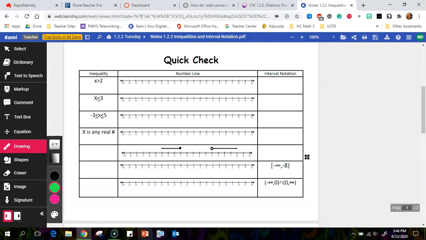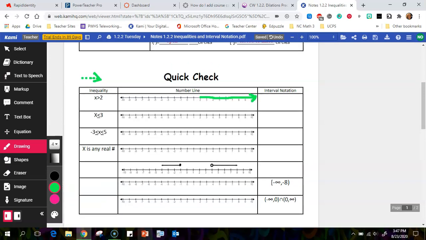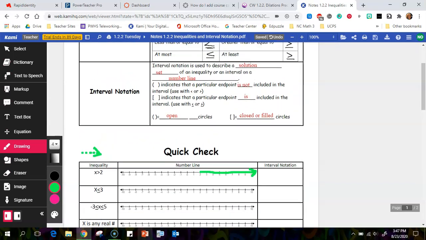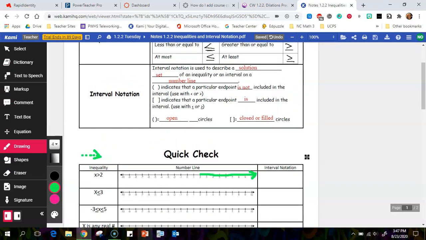If I wanted to show x is greater than 2 on this number line, I would find the 2. And the other thing that you can look at is the fact that greater than, that's like an arrow. So it's everything to the right of the 2. So I would go ahead and just draw or color in my arrow going that way. But then what I need to look at is, is this an open circle or a closed circle? We said a while ago that less than or greater than without that equal symbol, that is open circles.